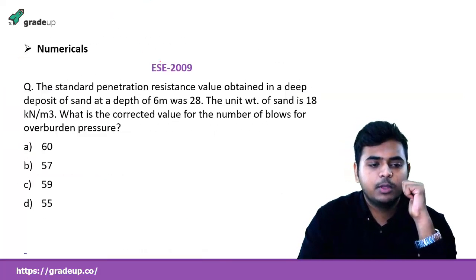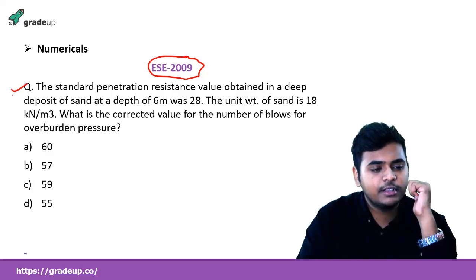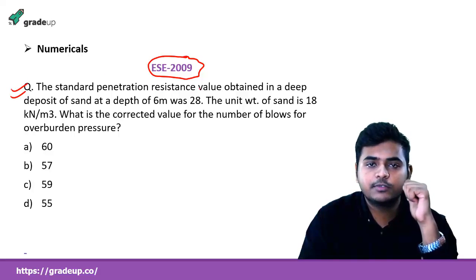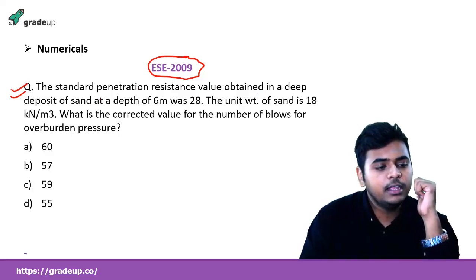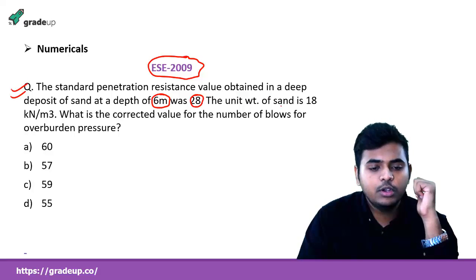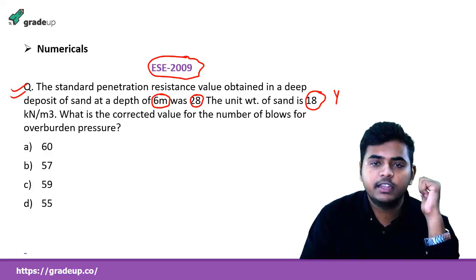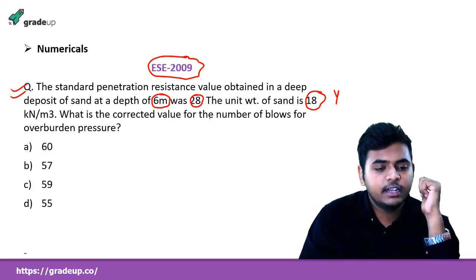Now let's take some numericals from previous year engineering services exam. This was asked in year 2009. Let's take the question. The standard penetration resistance value, so it is from SPT, obtained in a deep deposit of sand at a depth of 6 meter was 28. Now N value is given as 28. The unit weight of sand is 18 kN per meter cube. Gamma value is given as 18 kN per meter cube. What is the corrected value for the number of blows for overburden pressure?